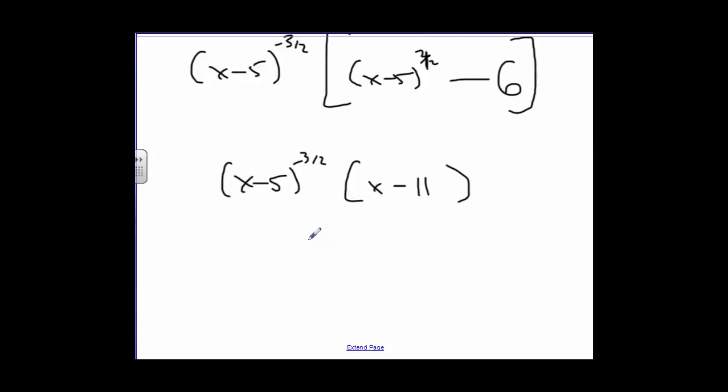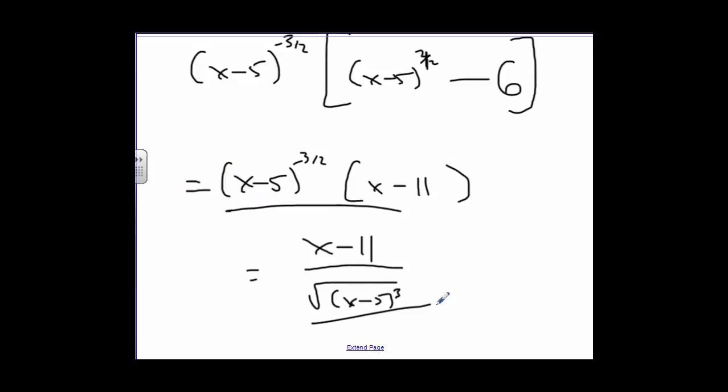An alternate way of writing this, by the way, would have been x minus 11 over the square root of x minus 5 cubed. That would also work. Either of these should be valid.